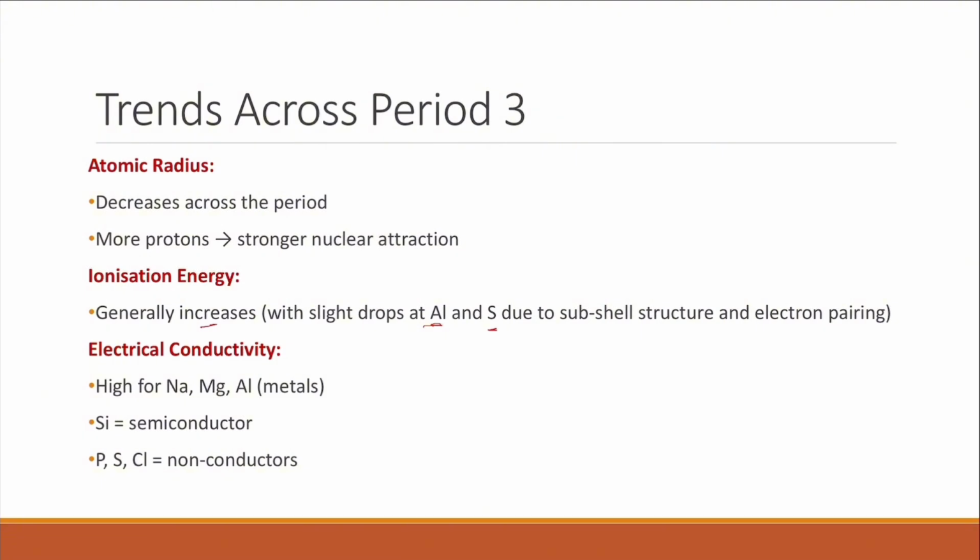So there is some repulsion between the electrons compared to the phosphorus. The electric conductivity will be high with the metals, silicon is a semiconductor, and the non-metals, phosphorus, sulfur, and chlorine, are non-conductors.